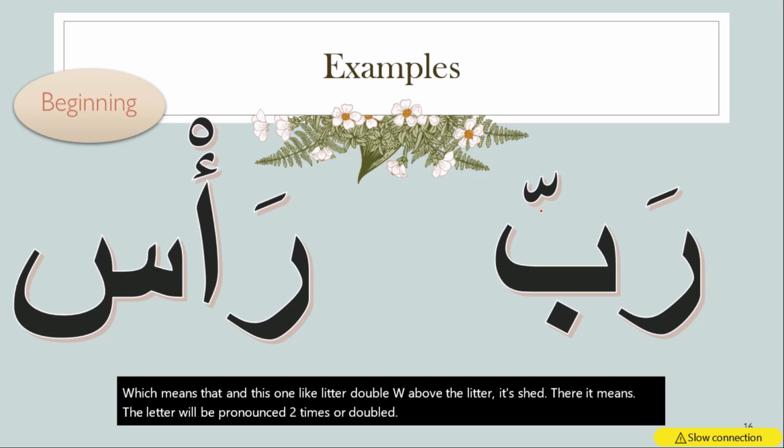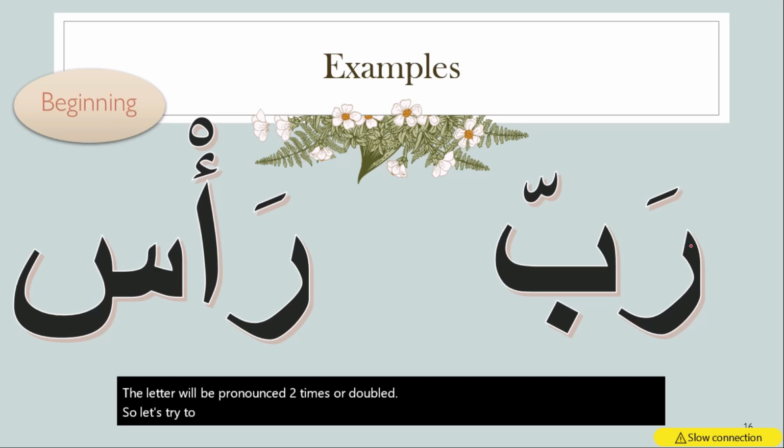So let's try to read it. This is ra, ra, and b. Rabb. Rabb means God in Arabic.